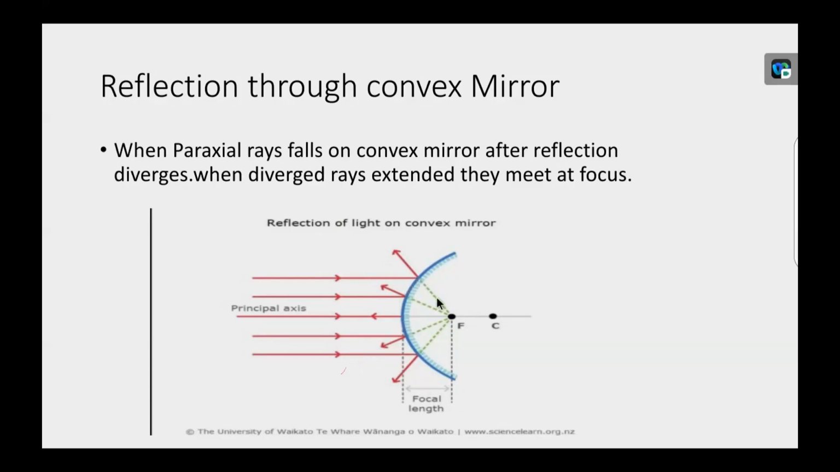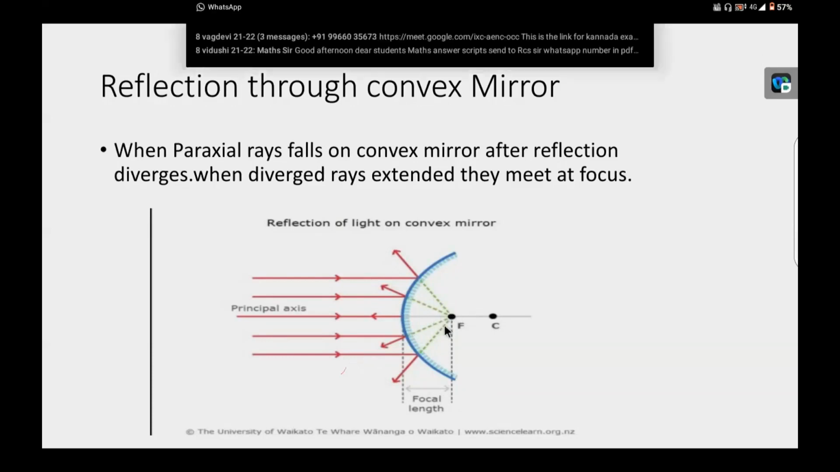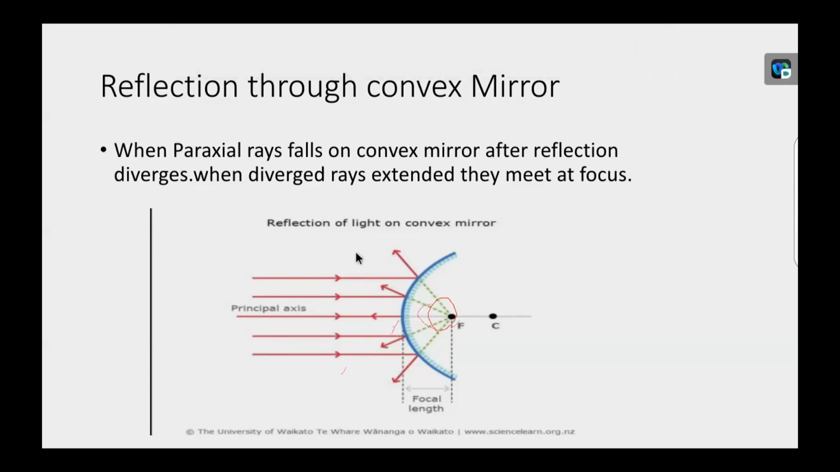When we extend these divergent rays, they meet at one point. That point we call the focus. The distance from pole to focus we call the focal length. The distance from pole to center of curvature we call the radius of curvature. Of the two mirrors, the concave mirror is a converging mirror, whereas the convex mirror is a diverging mirror.